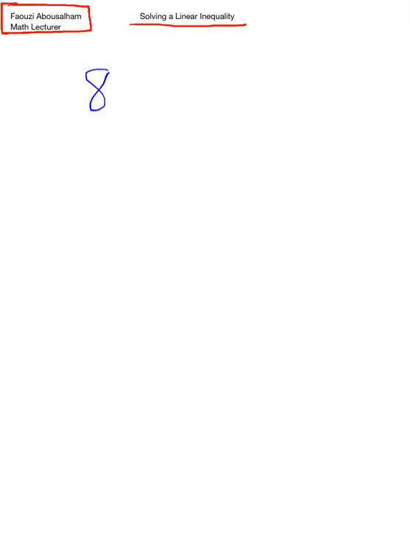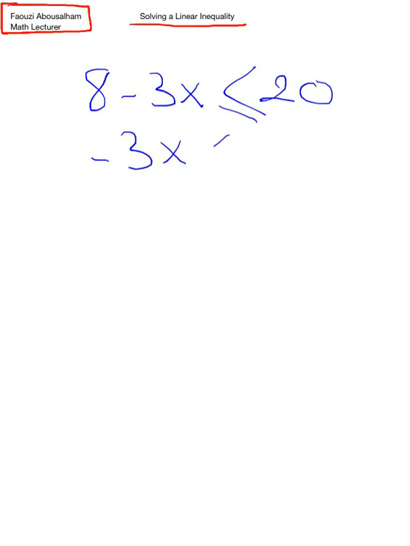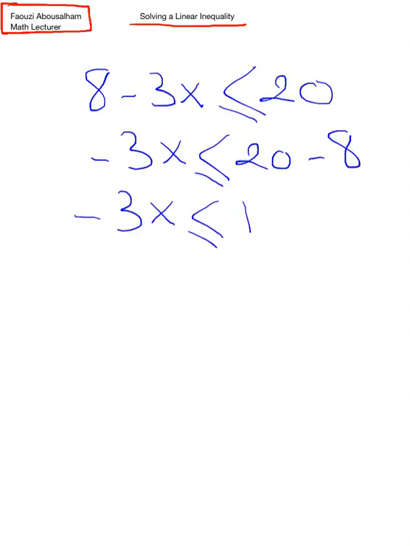We have 8 minus 3x less than or equal to 20. We need to move 8 to the other side, so there would be negative 3x less than or equal to 20 minus 8. Now remember, we need to isolate x, we need to solve for x here. So we have negative 3x is less than or equal to 12, because 20 minus 8 is 12.